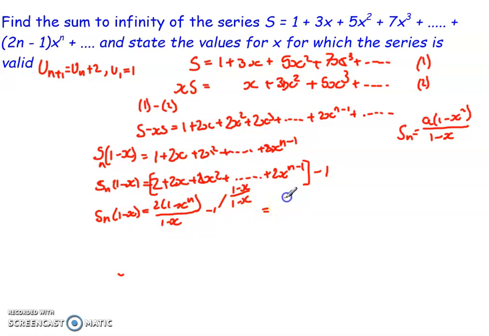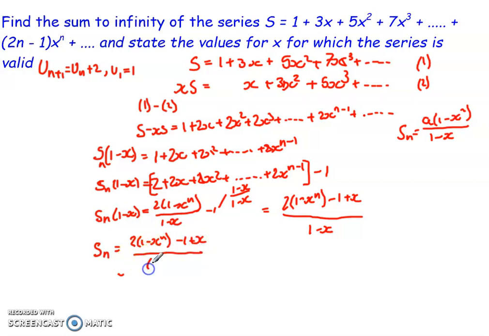So what that then gives me is 2 bracket 1 minus x to the n, take away 1 plus x, because remember I'm taking away minus x, and then that's all going to be over 1 minus x. I'm then going to divide through by 1 minus x, and my sum to n terms is equal to 2 bracket 1 minus x to the n, take away 1 plus x, all over my 1 minus x squared. Now, that's great. That's the sum to n terms.